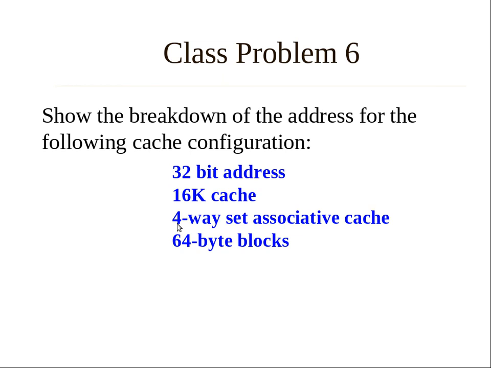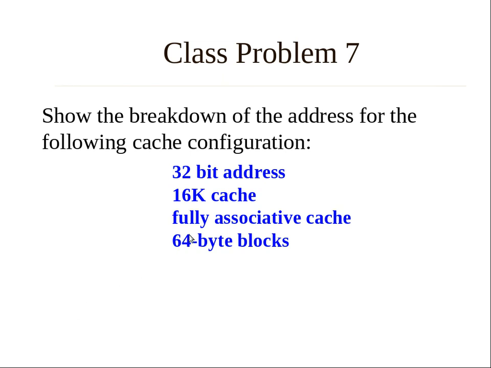But it's 4-way set associative, which means that each data can go to one of 4. So it's 2 to the 8 divided by 2 to the 2nd, which is 2 to the 6. So there are going to be 6 bits for your set. Then you have 6 for the offset, so 6 plus 6 is 12. 32 minus 12 will then be 20 for the tag. Whew!